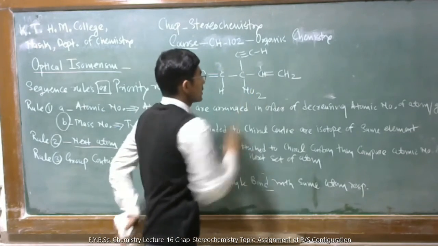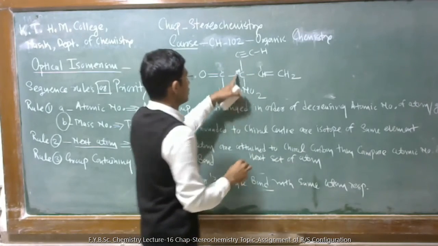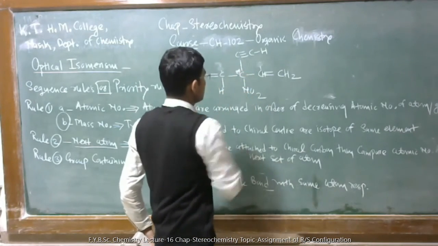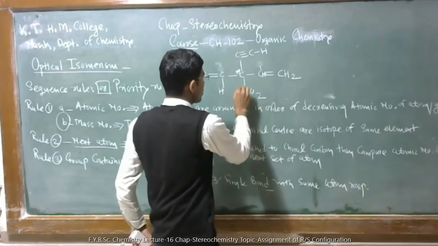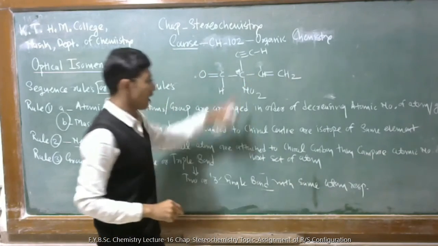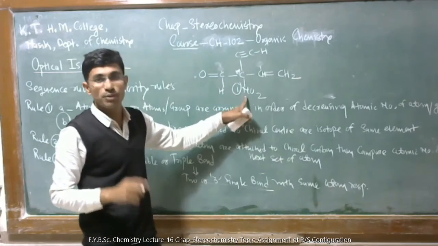So this is the chiral carbon, and this chiral carbon is attached to nitrogen. No doubt nitrogen has a higher atomic number than carbon, so this gets the first priority, no doubt about that.